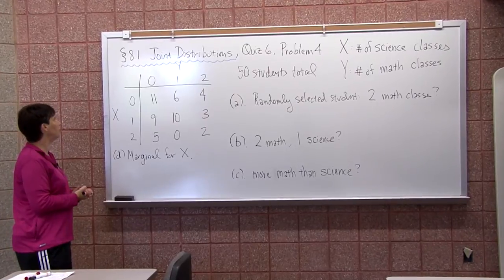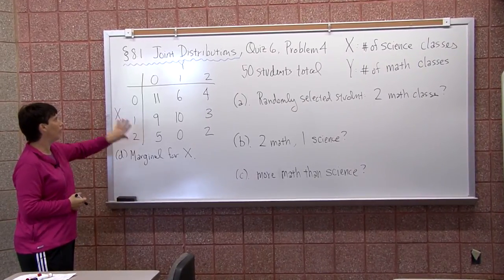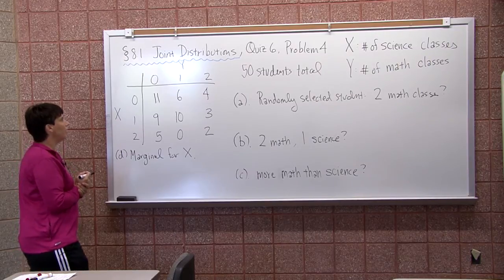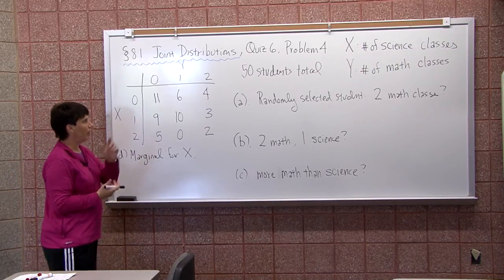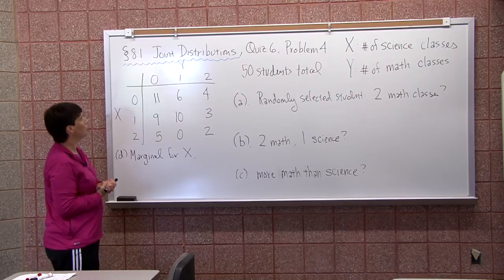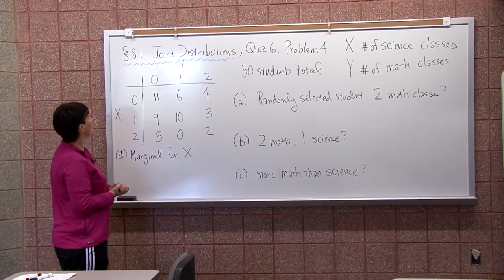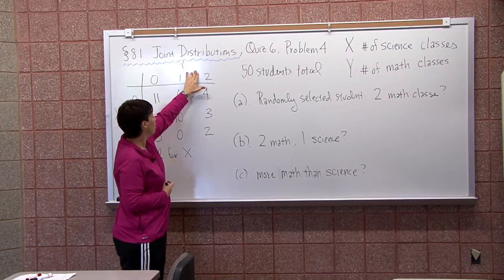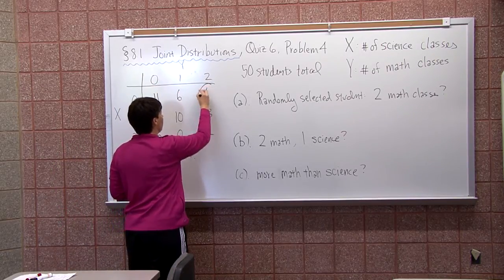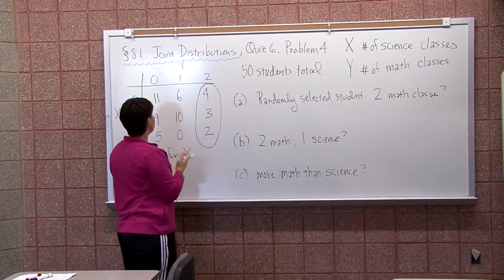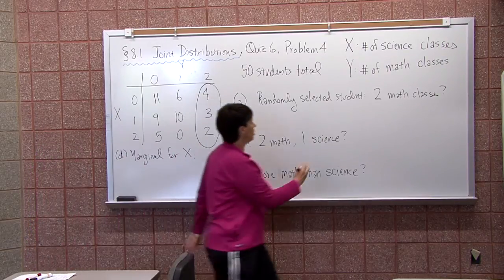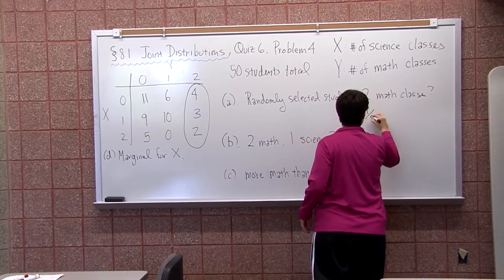So let's suppose we randomly pick one of the advisor's students. What's the probability that that randomly selected student is taking 2 math classes? So Y is the number of math classes, and so here's Y equals 2 right here, and we can see 9 out of the 50 students would be taking 2 math classes. So this is actually just 9 out of 50. You don't have to reduce if you can.